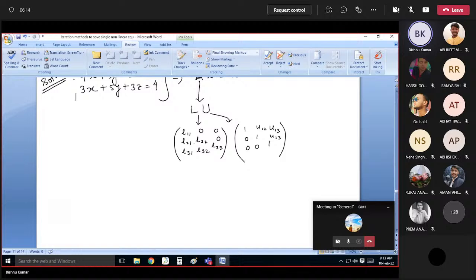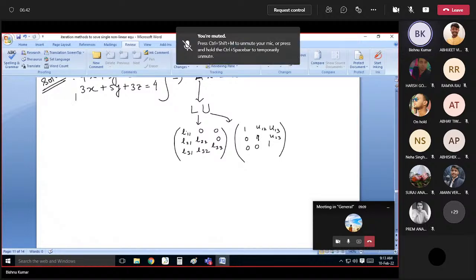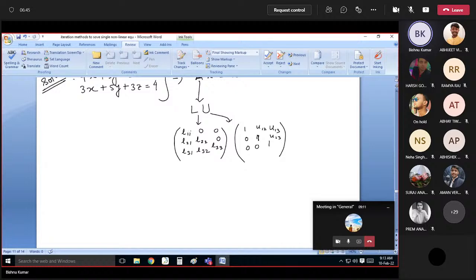One logic I would like to mention here: if you take the diagonal elements of the lower triangular matrix as variables, in the L matrix the diagonal elements L11, L22, L33 are variables that you have to calculate. If the L diagonal elements are variables, then the U diagonal elements will be the numerical values 1, 1, 1. Alternatively, you may consider the L diagonal elements as 1, 1, 1. In that case the U diagonal elements will be U11, U22, U33. That is the logic.